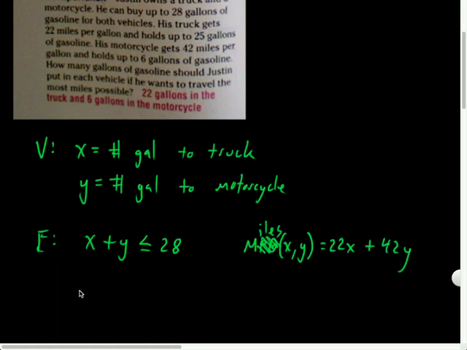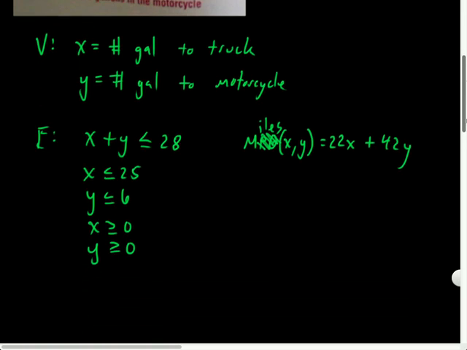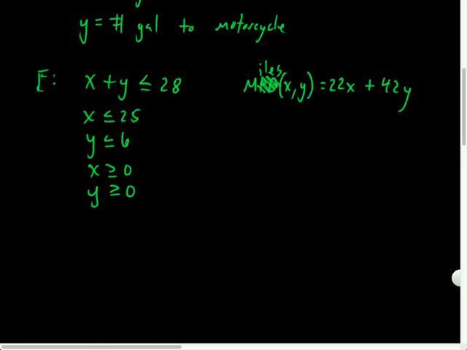His truck holds up to 25 gallons, so X is less than or equal to 25. And motorcycle, Y is less than or equal to 6. And I imagine I also can't have negative gallons for either of those, right? So that's kind of what we're looking at for starters. All right, so let's see what we get.